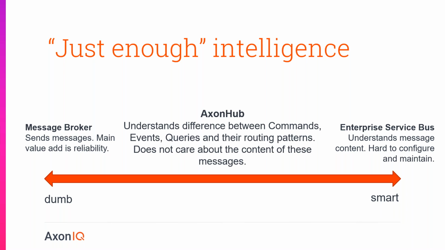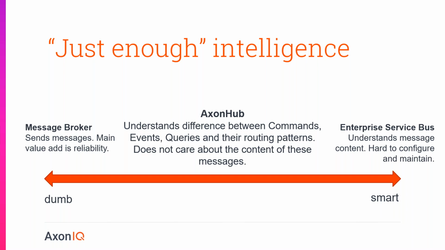So we don't understand the contents of a message, but we do understand the type of the message. We know a message is a command, an event, or a query, and we know how to route those commands slightly differently based on their stereotype. We don't care about the payload or the content. That is really up to the application, right?